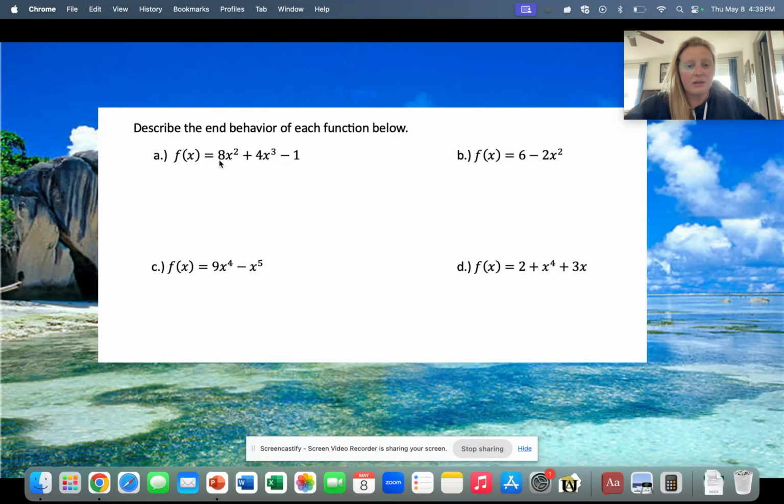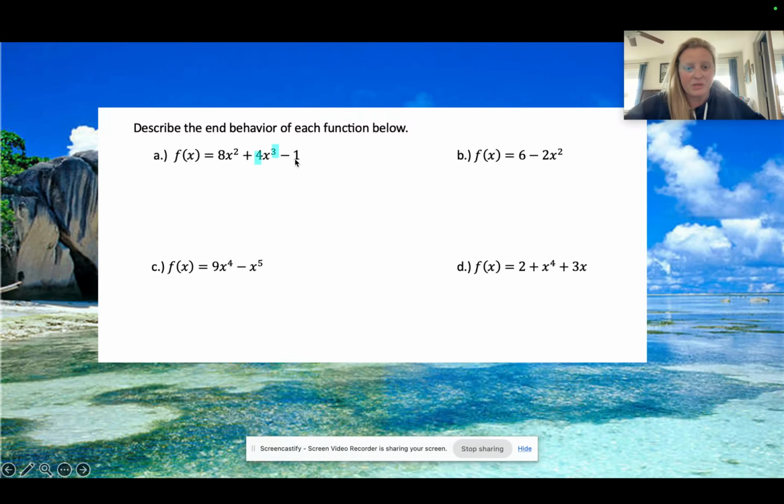All right, so if you look here at letter A, you want to first find the biggest exponent before you make any decisions. So this is indeed a cubic function. It doesn't matter if the 8x squared is first, biggest exponent wins. So because it is a positive 4 in front of an x cubed, it's going to resemble this picture. You're going to have an arrow pointing up on the right and down on the left.